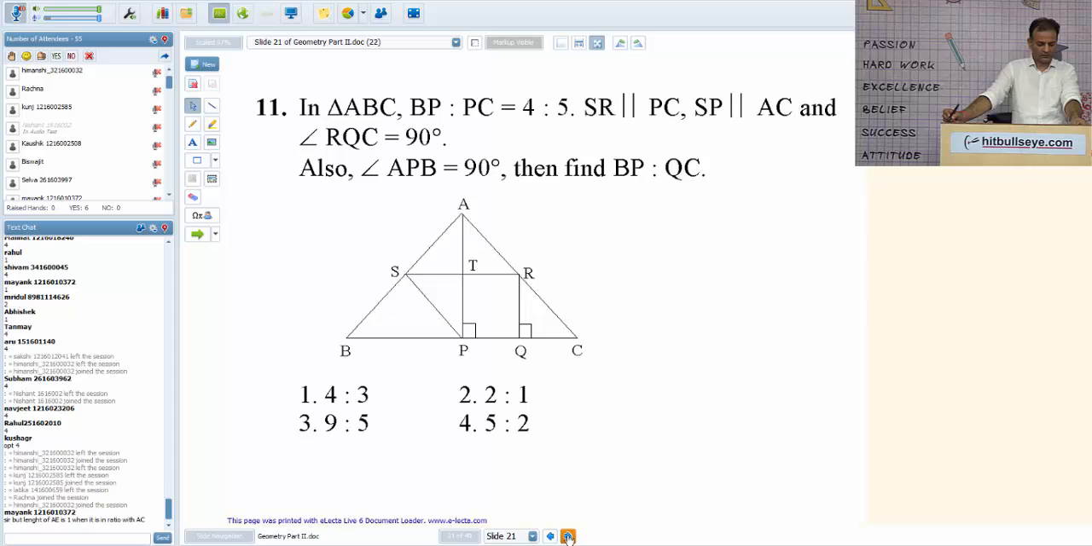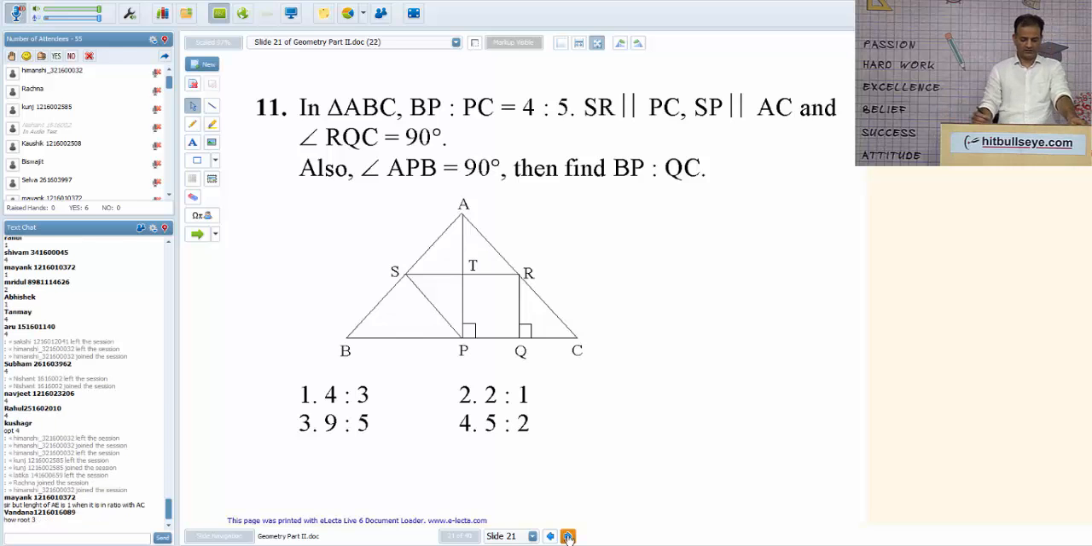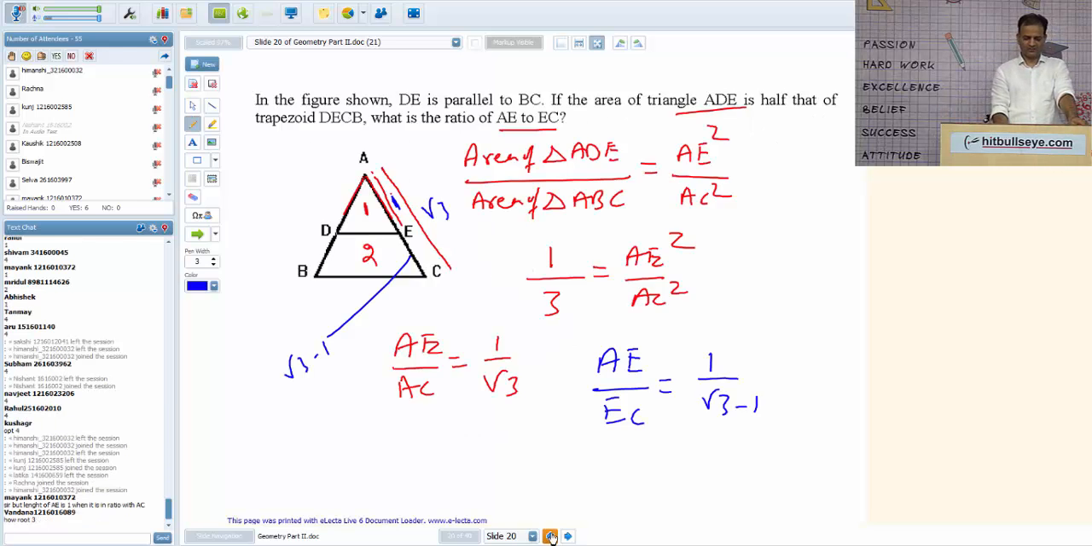I am not getting what you are saying, Mayank. AE is 1, so AC will be √3. Mayank, AE is 1, so AC will be √3. AE square by AC square is 1 by 3, so AC will be root 3. This full length will be root 3. So EC will be root 3 minus 1.